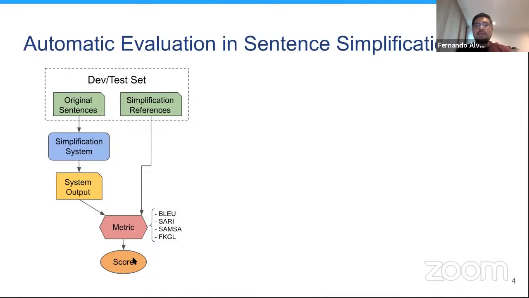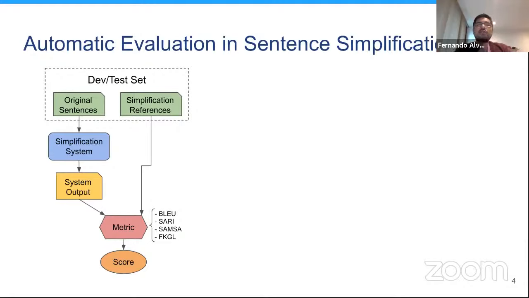And if you have a high score, normally that means that it's really good. If you have a low score, it's really bad. And then you compare that score to the scores that other systems get. And then if you get a higher score, then your system is better than the other and stuff like that. So that's normally how it's done.